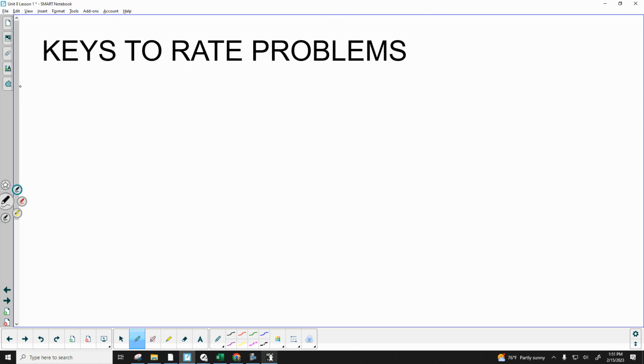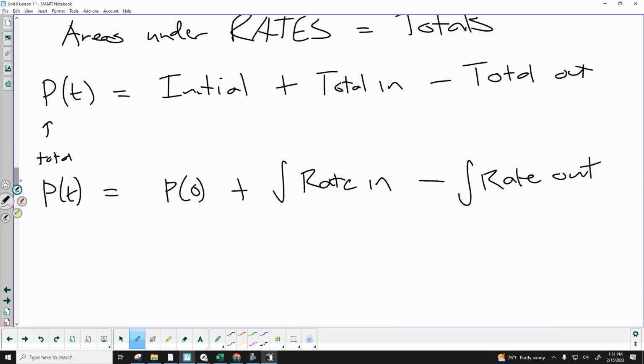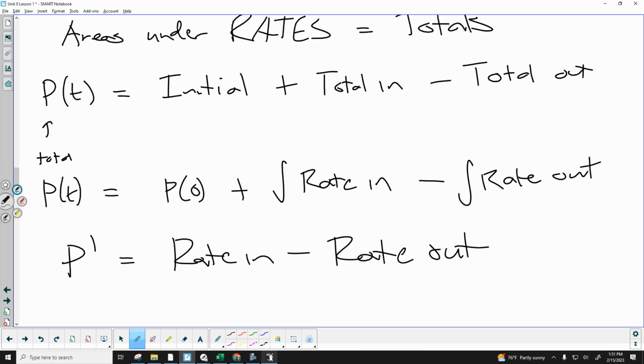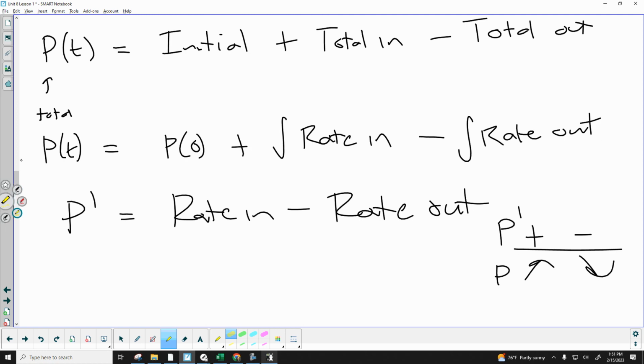Guys, keys to rate problems. You're going to have to analyze when things are increasing and decreasing. You will need the derivative. And the derivative will be your rate in minus your rate out. You will then do an analysis of P prime, positives and negatives, and it'll show when P is increasing, decreasing. I don't know if you noticed on the homework videos and when we were talking about your justifications for maxes and mins, I didn't use V. Or if I used V, I always put X prime down. It's so important to understand a sign of a derivative gives us if the original is increasing or decreasing. X prime just so happens to be Z.